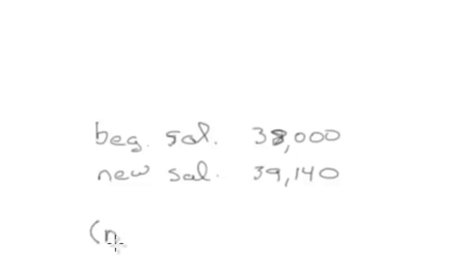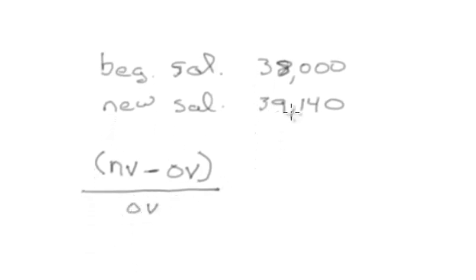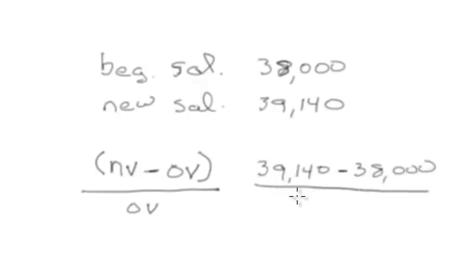new value, I'll label it NV, so that's your new salary, minus original value, I'll label it OV, and then I'm going to divide that by the original value. So in this case, that is going to be equal to new value, $39,140, minus the original value of $38,000. And then I'm going to divide the original value into it.